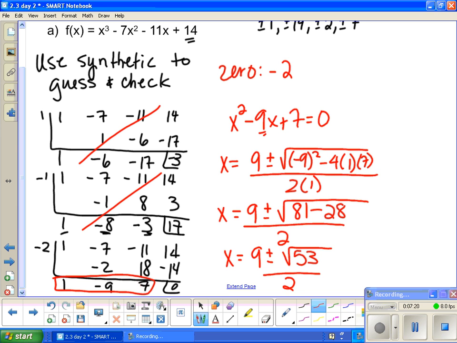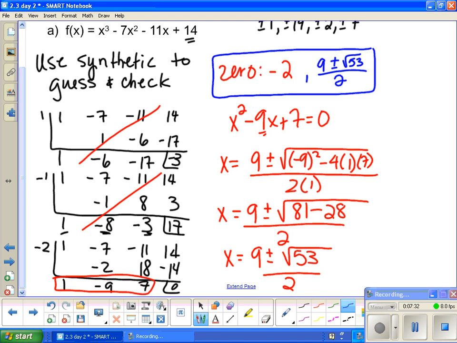The square root of 53 cannot be simplified, so my other two zeros will be 9 plus or minus square root 53 over 2. And that's my answer. Those are my zeros.